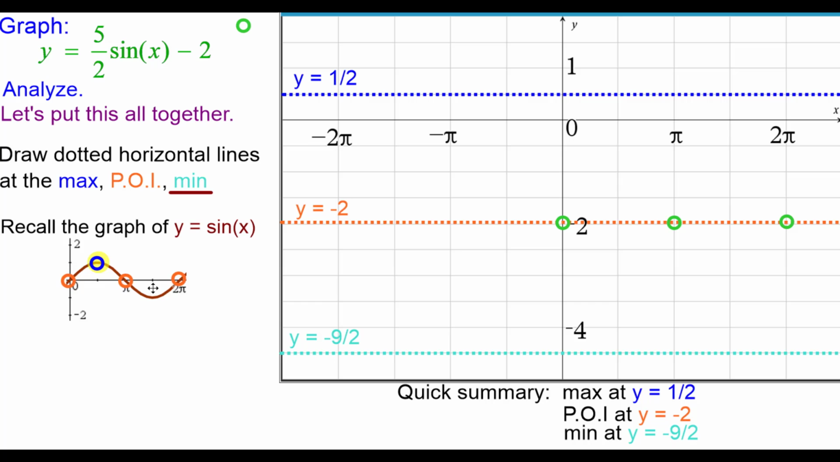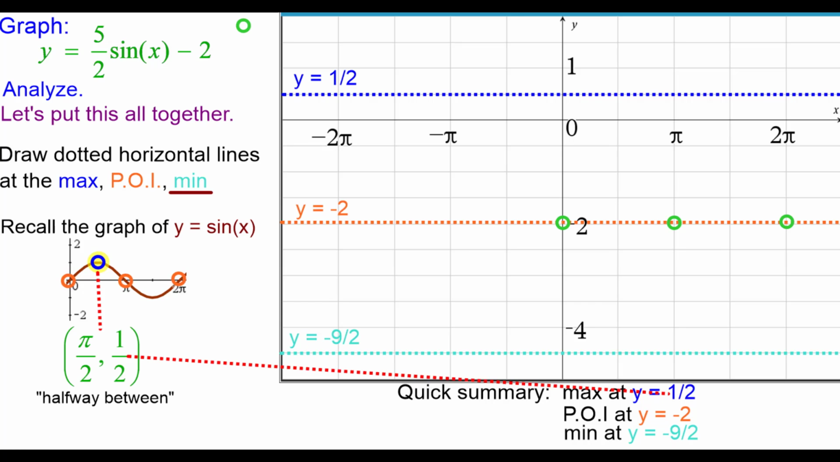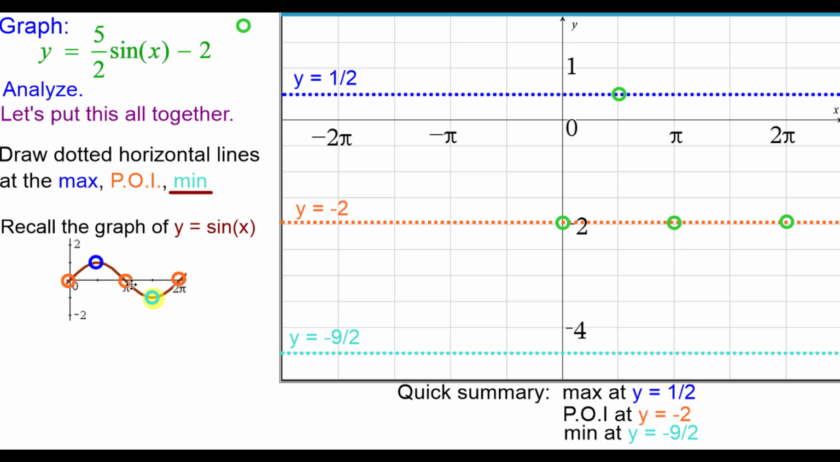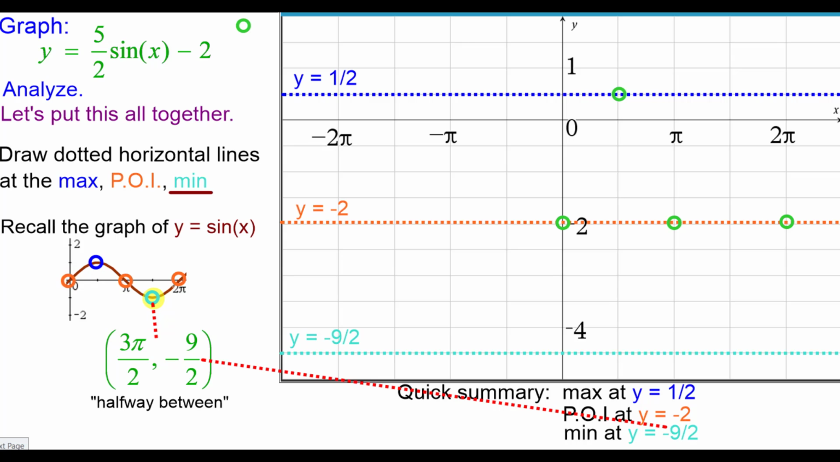Halfway between these first 2 points of inflection is a maximum, normally at pi over 2, 1, but in our case it'll be pi over 2, 1/2. Again, this is halfway between these. So pi over 2, positive 1/2. And halfway between the last 2 points of inflection is a minimum, normally at 3 pi over 2, -1. And now it's going to be 3 pi over 2, -9/2 because that's the minimum value.